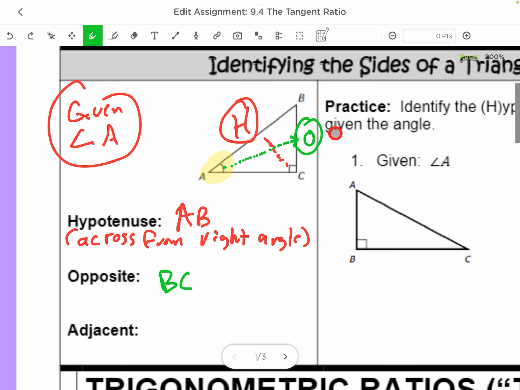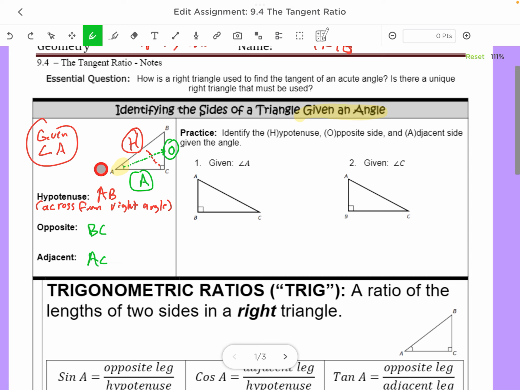If we do both of those, then we know the last one is what we call the adjacent. Sometimes it's tricky. I think if you do the hypotenuse first, then the opposite, it's very easy because the remaining one has to be the adjacent. That one's going to be AC. So that's what we do first: look from the perspective of the angle. This is given angle A. If we started from angle B, it would be a different perspective, and we'll identify that right now.